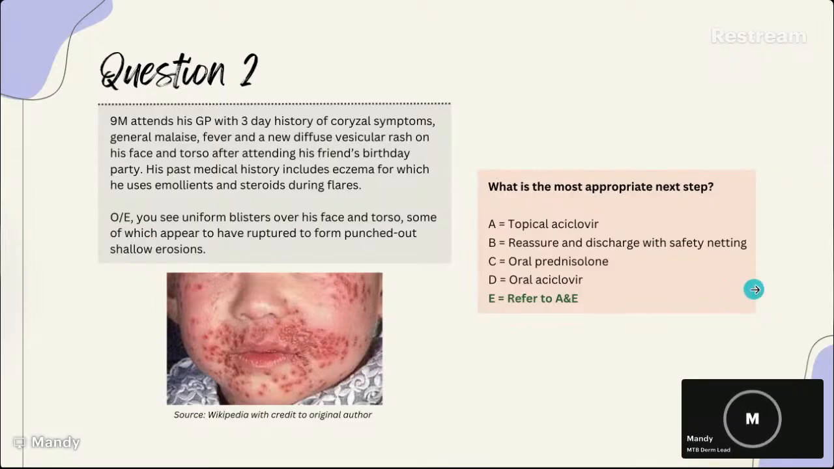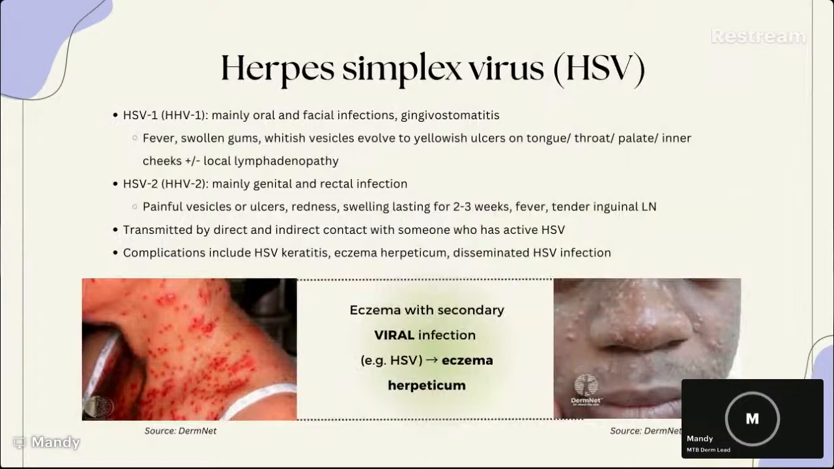Okay, so the common factor between these two is essentially herpes simplex virus, or HSV. Of course, there's HSV1 and HSV2, which are human herpes virus 1 and 2. They can cause slightly different infections. With HSV1, we mainly see oral and facial infections, sometimes also affecting the gums. You can often see whitish vesicles that then evolve to yellowish ulcers affecting the throat, the tongue, the palate, and the inner cheeks, and you might get some local lymphadenopathy as well.